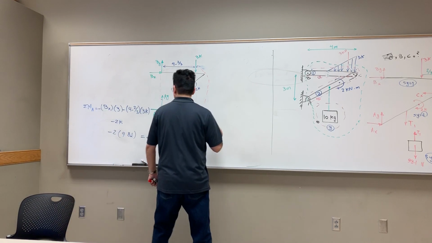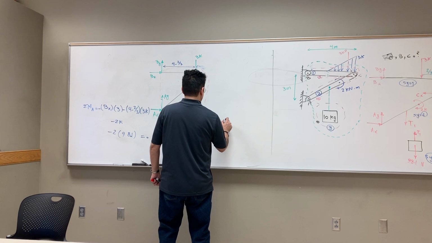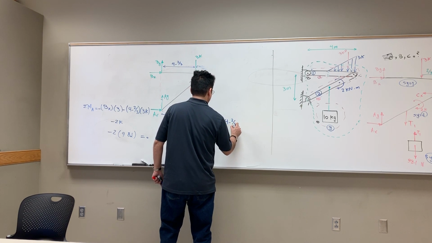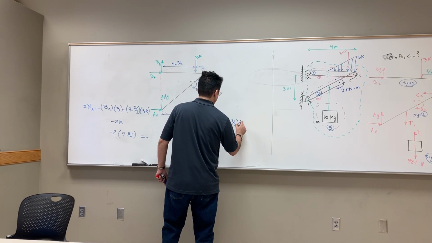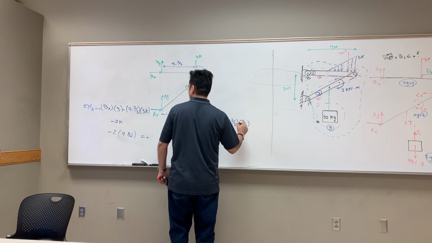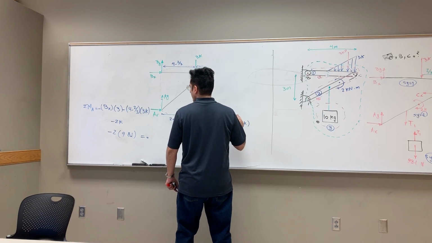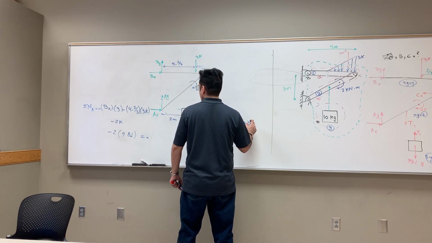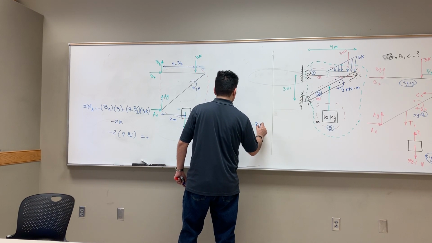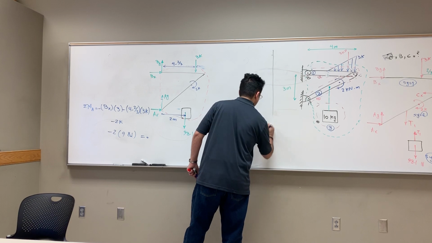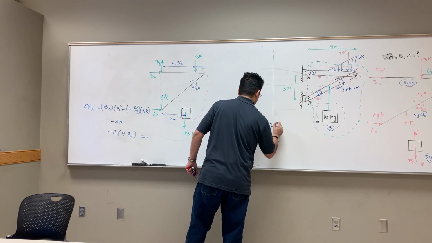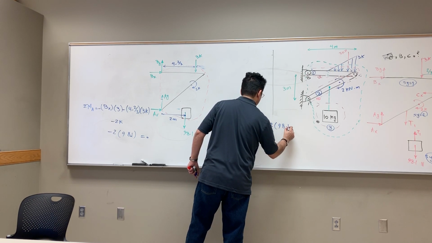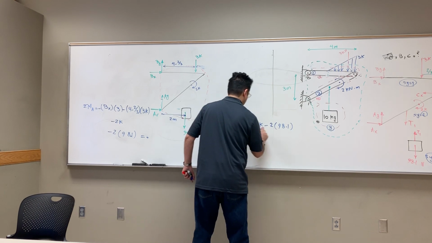Bx is equal to 4 minus 2 over 3, minus 3 kilograms, with the negative sign. Minus 2k. Minus 2. 98.1 divided by 3.